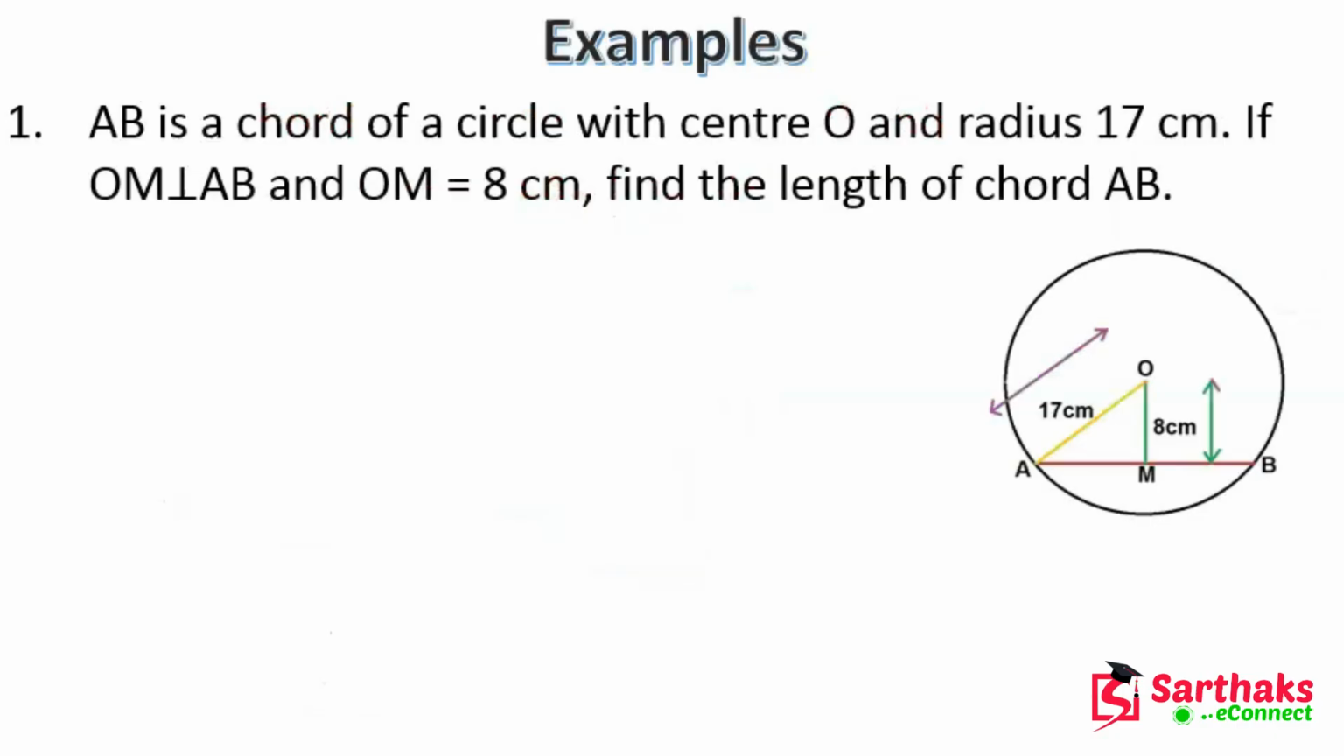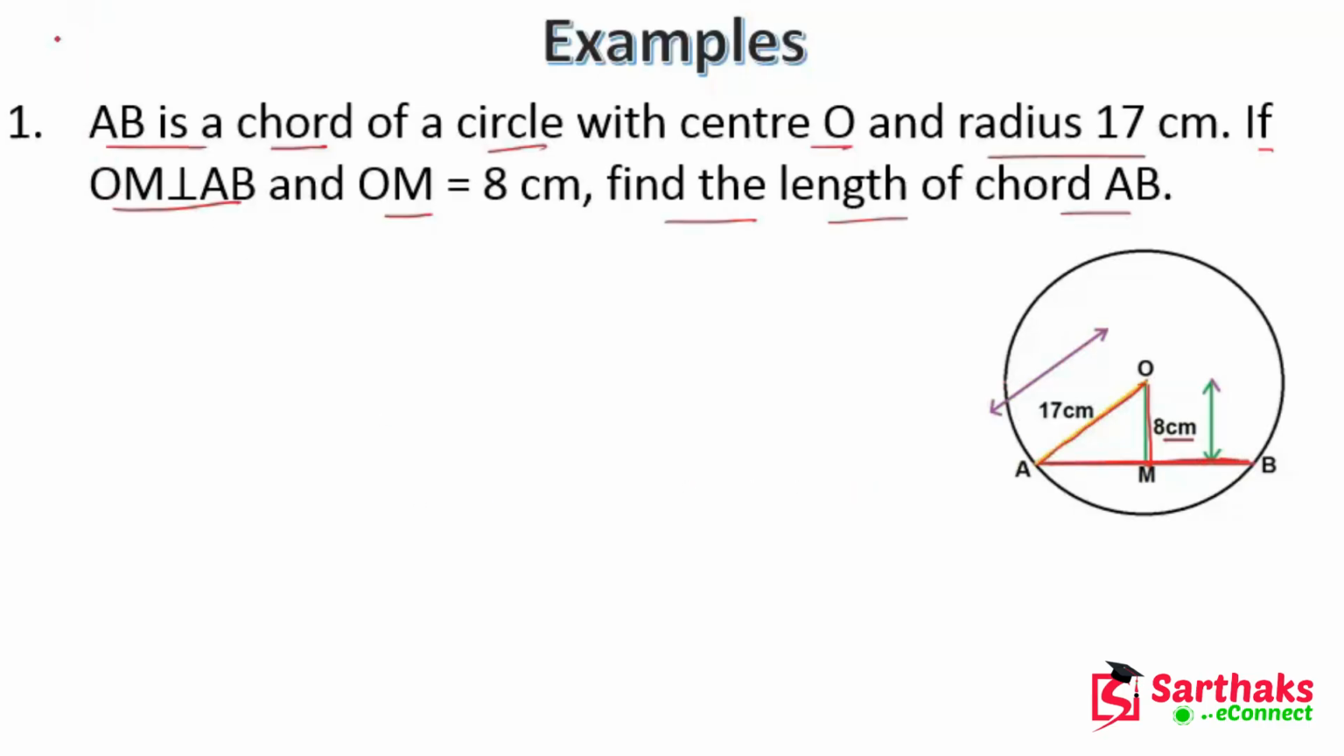Question number 1 is, AB is a chord of a circle with center O and radius 17 centimeters. If OM is perpendicular to AB, and OM is 8 centimeters, then find the length of chord AB. I hope you get this point.